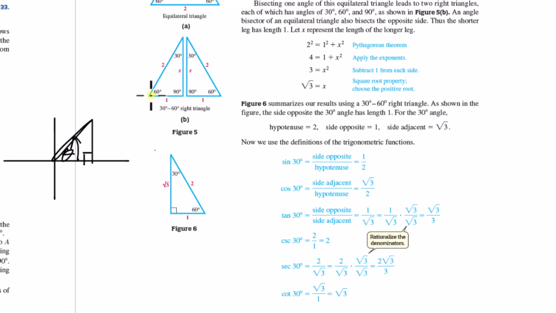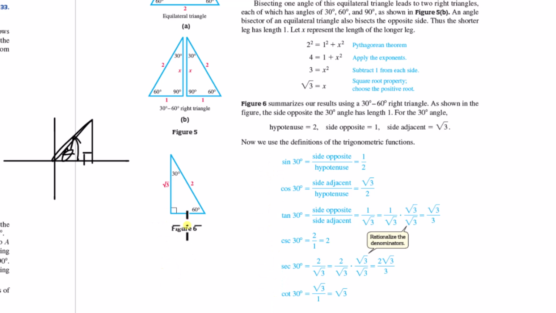But we could have started with any side length. We could have started with all the side lengths equal to 5, and we would have gotten different numbers. The proportions are going to be the same. But the side opposite the 30 degree angle has length 1 in this case. The hypotenuse has length 2. The side opposite the 60 degree angle has length root 3. So they calculate trig functions for the 30 degree angle.